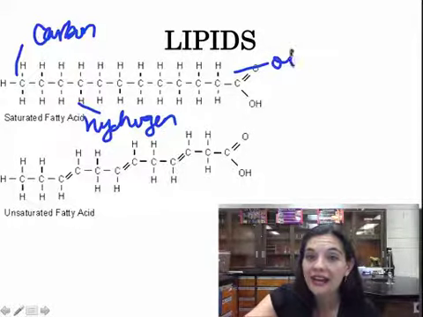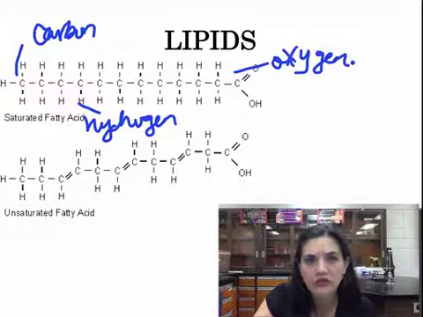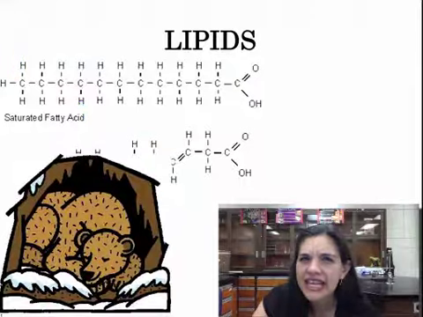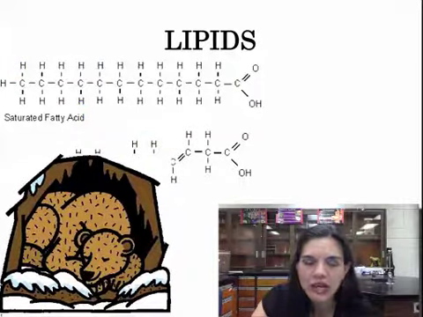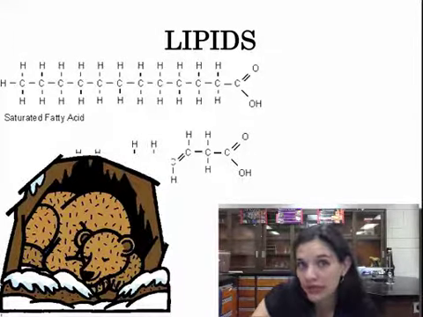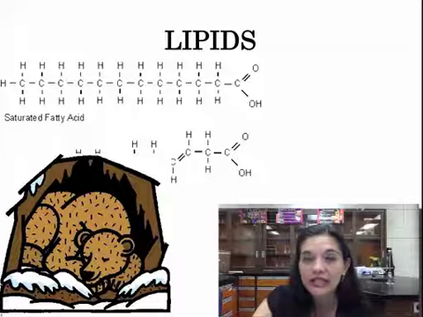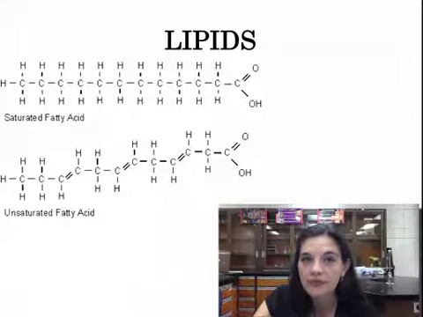If you said carbon, hydrogen, and oxygen, then you are absolutely correct. Lipids are very good for storing energy. Think about a bear getting ready to hibernate for the winter. What does that bear pack on? That's right, fat, which is a lipid. That's because lipids store energy that can be used later. The bear will live off that stored fat while it's hibernating all winter long.